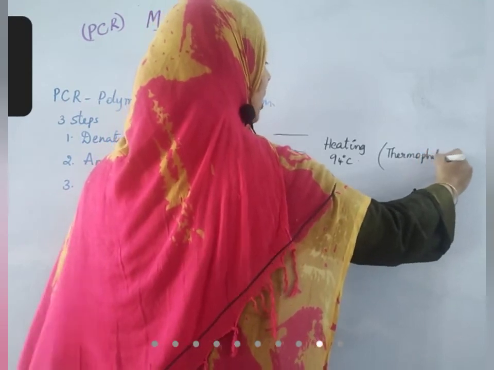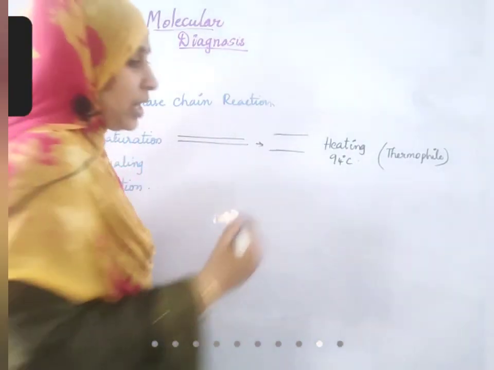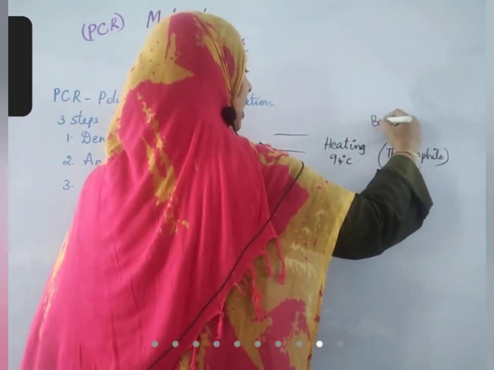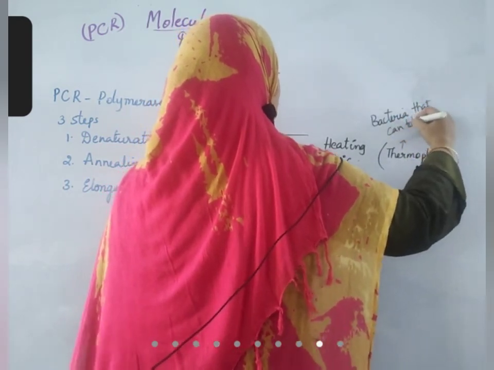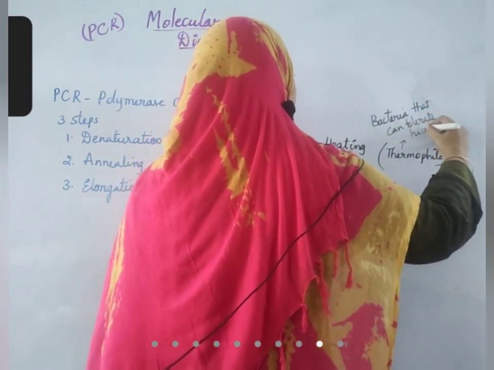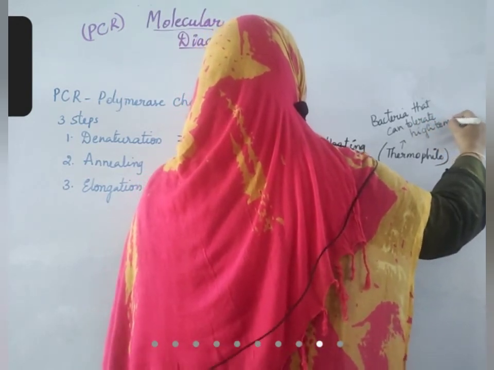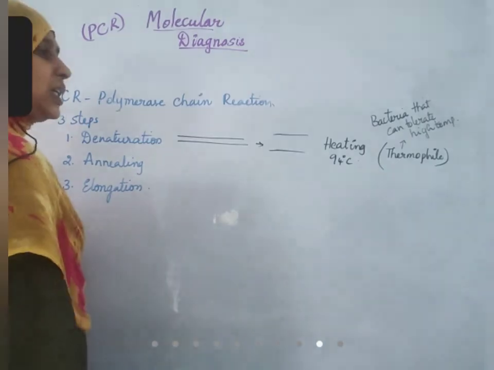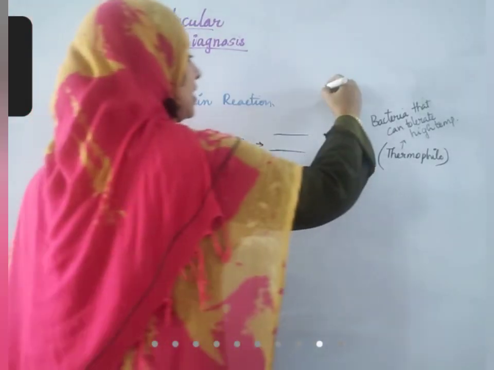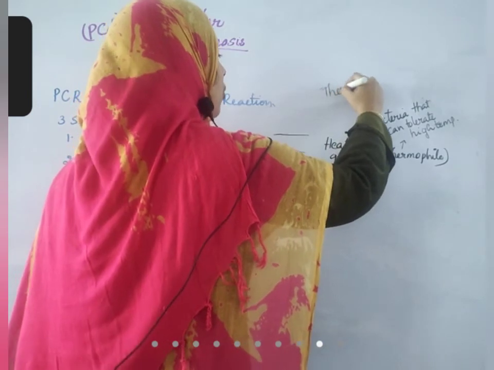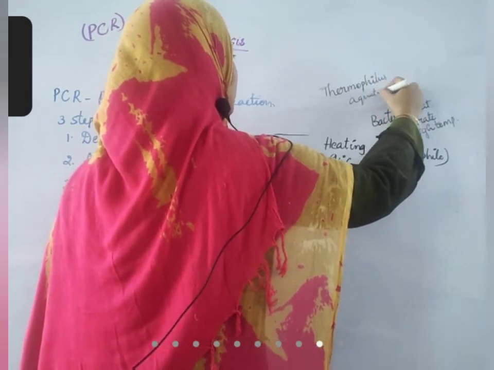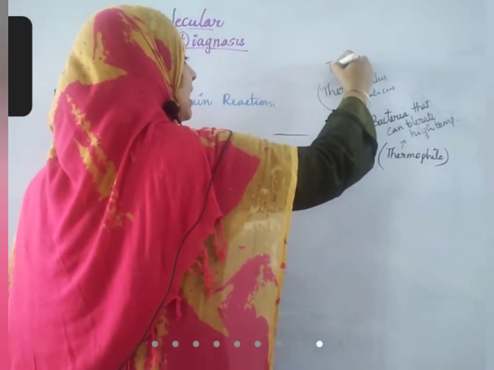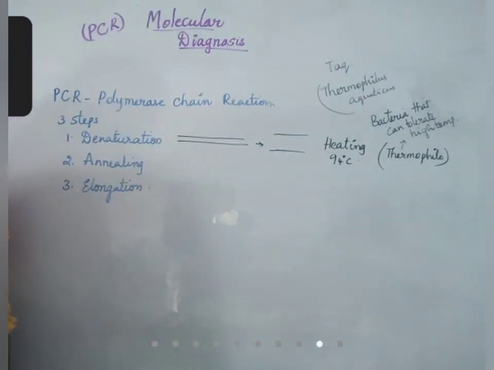Thermophile is a bacteria that can tolerate high temperatures. So the most commonly used bacteria for this PCR reaction is Thermus aquaticus. In short, it is called as TAQ. Thermus aquaticus is used. Okay.